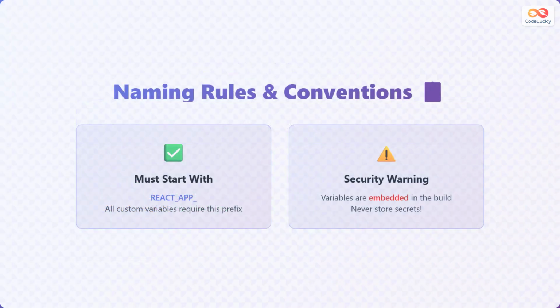When naming environment variables in React, there are a few rules and conventions to follow. First, all custom variables must start with REACT_APP_. This prefix is necessary for React to recognize the variables. Second, it's important to note a security warning. Variables are embedded in the build, so never store secrets directly in environment variables.